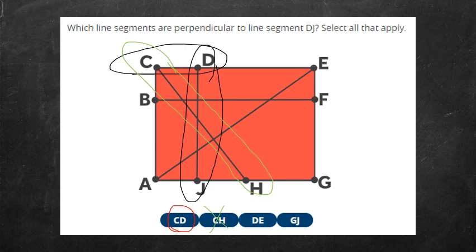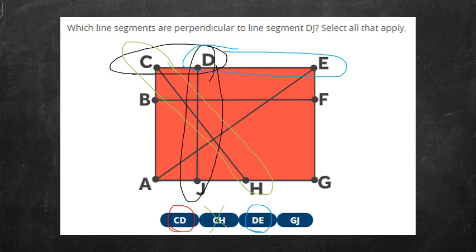Okay, now let's look at DE. Does line segment DE form a perpendicular line with DJ? Well, yeah, here it is. It's a lot like CD, because line segment CD is perpendicular to line segment DJ. So that would make me assume that line segment DE also forms a perpendicular angle with line segment DJ. So yes, DE is an answer. Let's look at the last one.